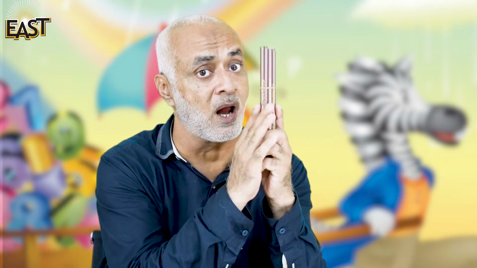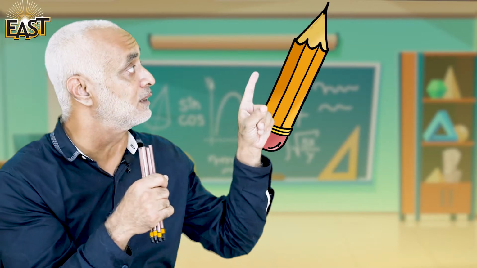100. So if we have 10 tens, 1, 2, 3, 4, 5, 6, 7, 8, 9, 10. If we have 10 pencils and 10 of them, 10, 10, 10, 10, 10, 10, 10, 10, so when we have 10 tens, then it becomes 100. Okay, now let's look here.